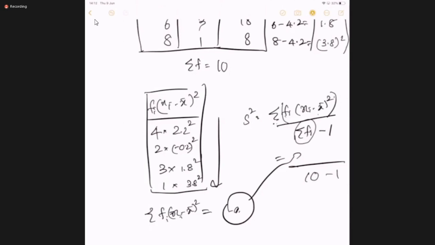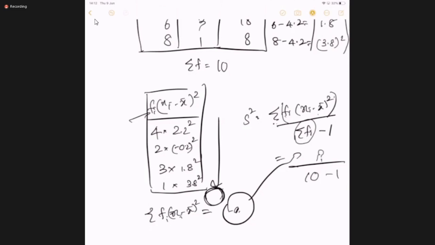Grouped means actually we do not have class intervals, but we have frequencies now. So when we have a frequency table, we have to include that frequency column as well in this formula. That's why we multiply this (xi minus x bar) squared term by fi here. After finding this total of fi times (xi minus x bar) squared, we need to substitute that value in the formula here.